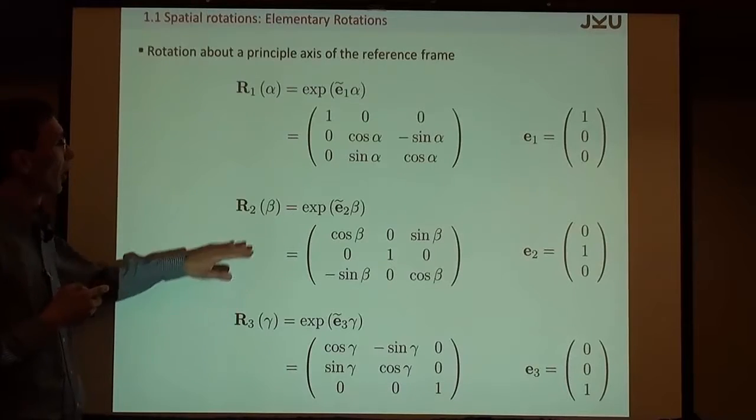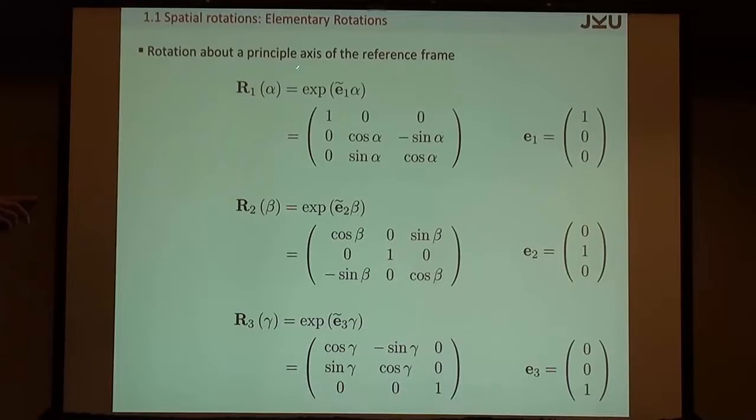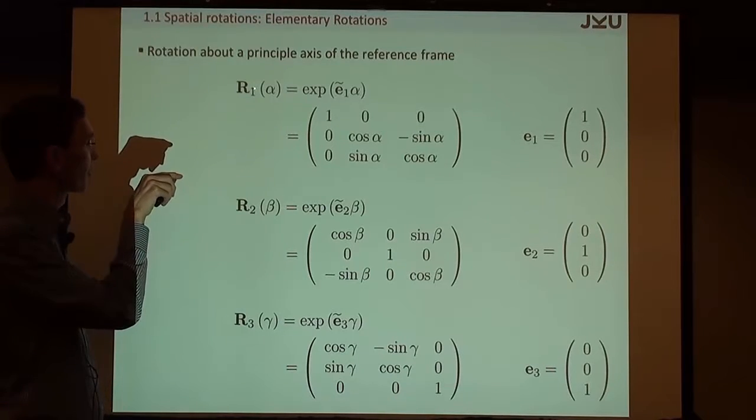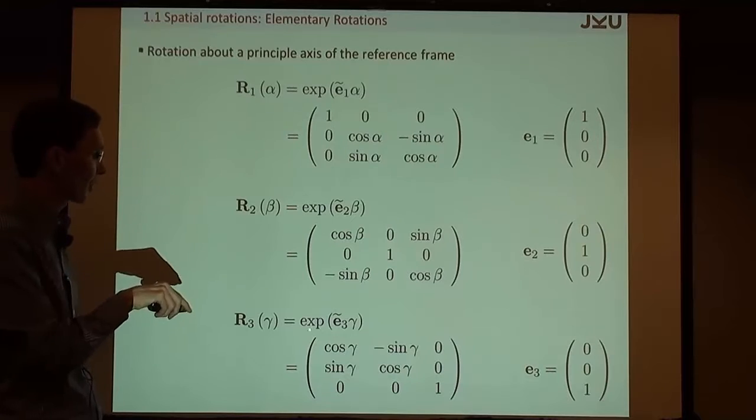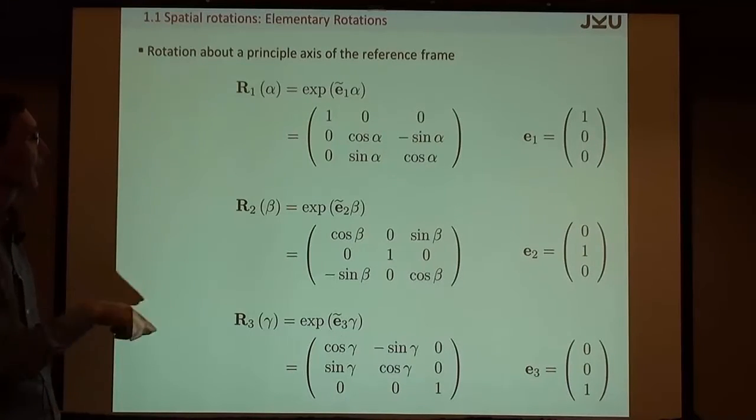So of course, this is what we normally do. We say that we are rotating about one of the principal axes. So we can rotate about the 1, 2, or 3, or we call it X, Y, Z axis. Then of course you get these matrices, and then you can combine them.